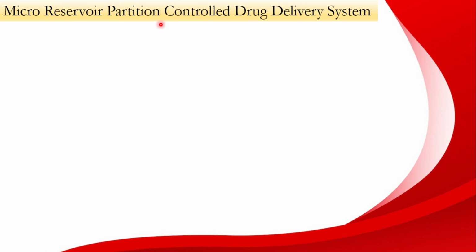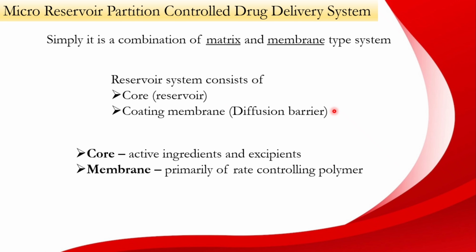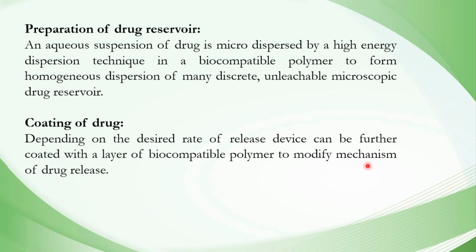Next is the micro-reservoir partition-controlled drug delivery system. Simply it is a combination of matrix and membrane type system. The reservoir system consists of a core and a coating membrane. The core contains active ingredients and excipients, and the membrane is primarily made up of rate-controlling polymer. An aqueous suspension of the drug is microdispersed by a high-energy dispersion technique in a biocompatible polymer to form homogeneous dispersion of many discrete, unleachable microscopic drug reservoirs.